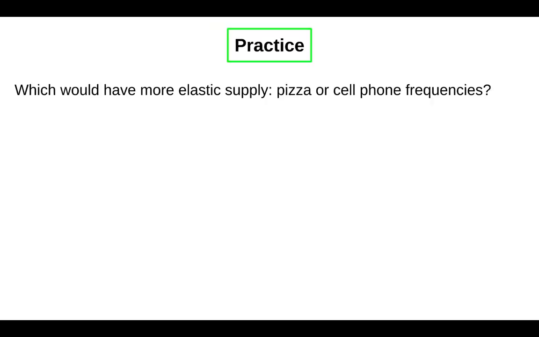So here's my question: which would have more elastic supply, pizza or cell phone frequency? Go ahead, pause the video, take a look at this, and then we'll go over the answer. The correct answer here would be pizza, and the reason is because the ingredients used to make pizza can easily be switched from producing one good or service to another. Cell phone frequencies have high barriers to entry, harder to get in, more inelastic.